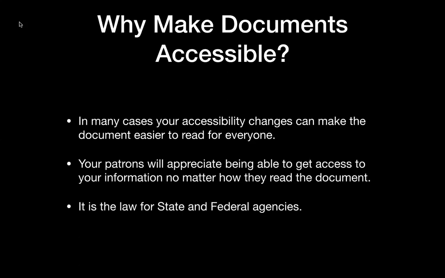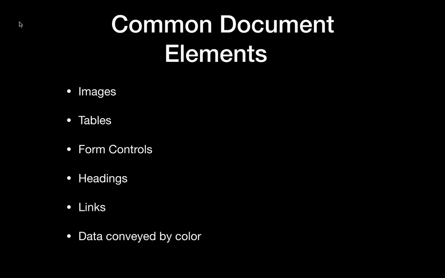So there are some common document elements that are involved that can be made accessible. These include images, tables, form controls, headings, links, and data converted or conveyed by color alone. We're going to take some time here to discuss each one of these in turn.